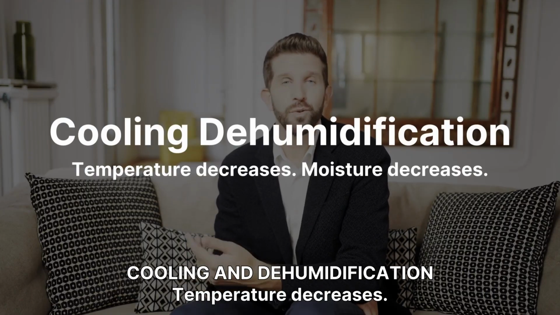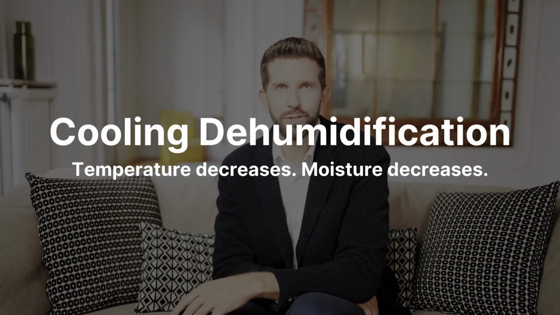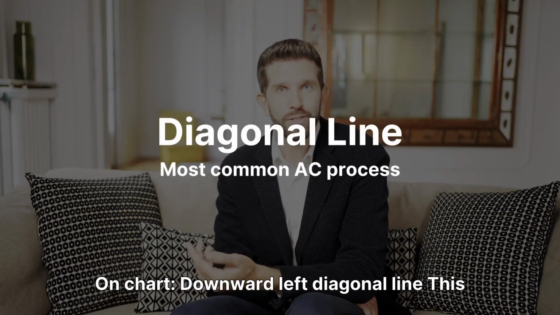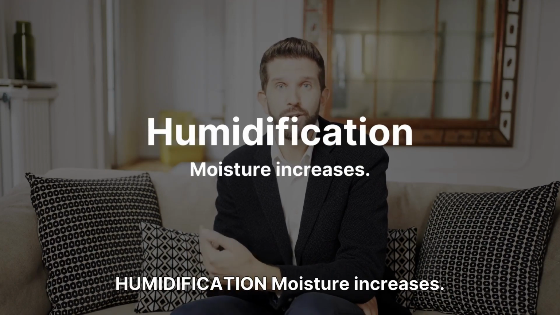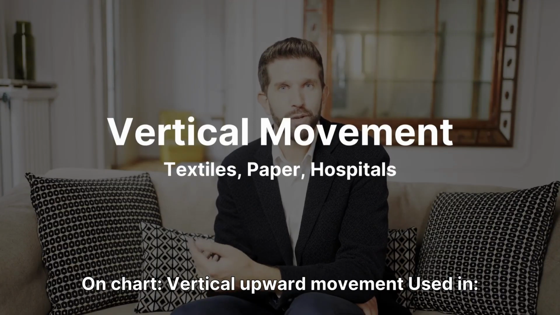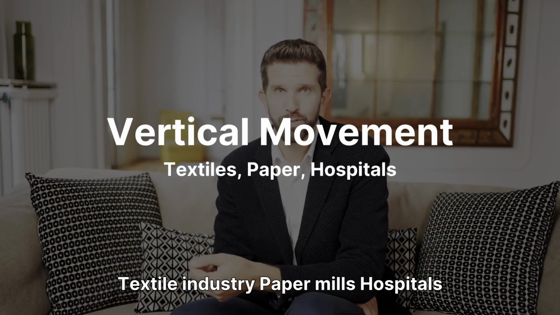Cooling and dehumidification: temperature decreases and moisture also decreases. On the chart, it is a downward left diagonal line. This is the most common air conditioning process. Humidification: moisture increases. On the chart, it is a vertical upward movement, used in the textile industry, paper mills, and hospitals.